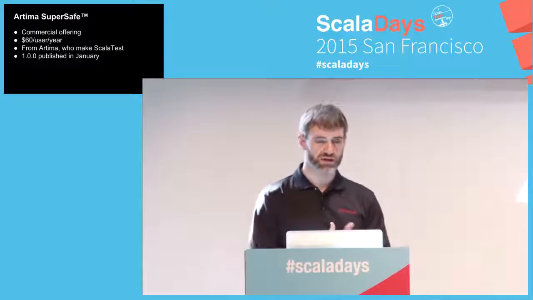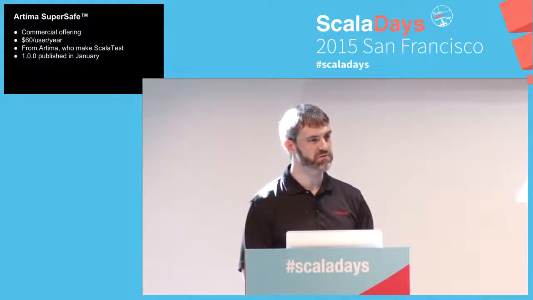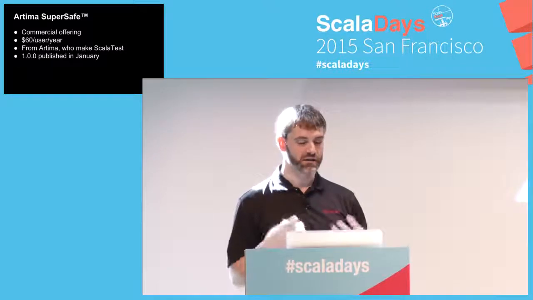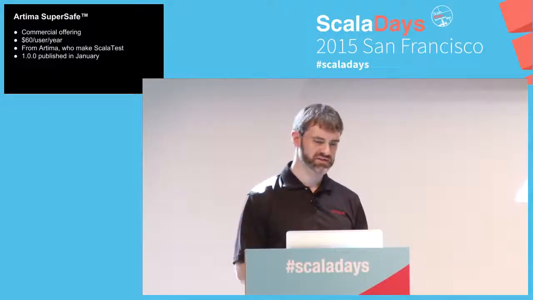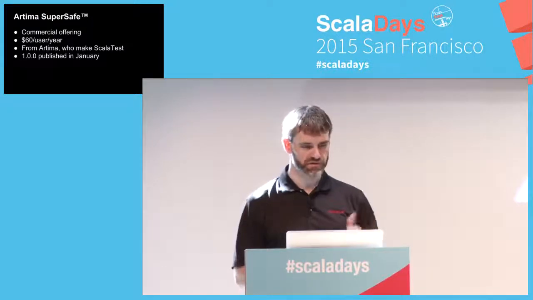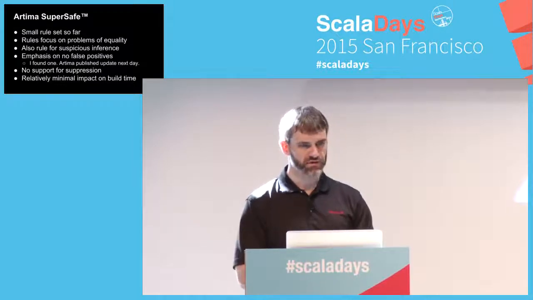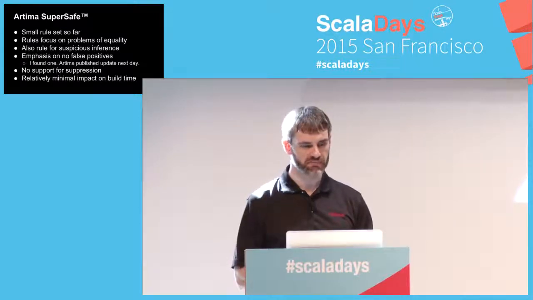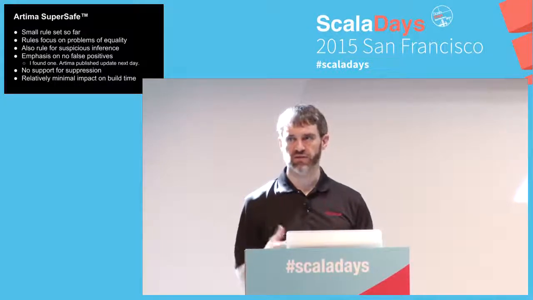So there's a relatively new tool out called Artima SuperSafe. I believe your swag bag included a paper airplane piece of paper from these nice folks. It came from the nice people that made ScalaTest, Bill Venners and so forth. That's a tool I love and use a lot. This tool is a commercial one as opposed to ScalaTest. It's $60 per year per user, and the first version just came out in January. So far the rule set's pretty small. It's focused on a variety of problems of equality. It also has a rule for the suspicious inference, the Any and the Product, that sort of thing that we talked about earlier.